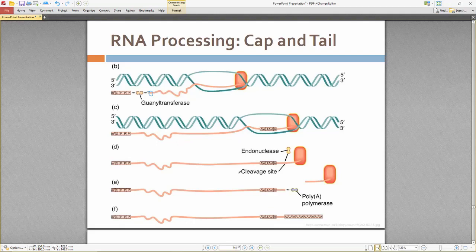Can polyadenylation occur before the RNAP is done? No, it can't. So take a look at this diagram. After cleavage, then poly A polymerase comes in and it adds your poly A tail. This is the poly A tail on the 3' end, and this is your 5' cap on the 5' end.